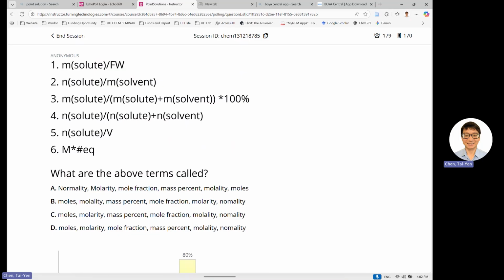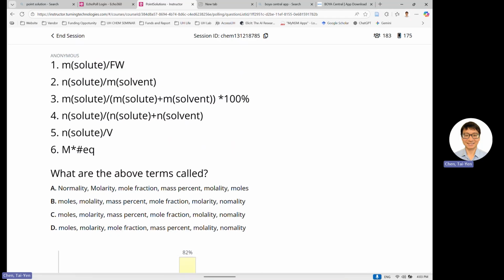The third one, mass of your solute divided by the mass sum of your solute and solvent times 100%. That's the definition of mass percent, okay? The fourth one, moles of your solute divided by the mole sum of your solute and solvent. That's the definition of mole fraction, okay? The fifth, moles of your solute divided by the volume. Okay, I should put in liters. That's the definition of molarity.